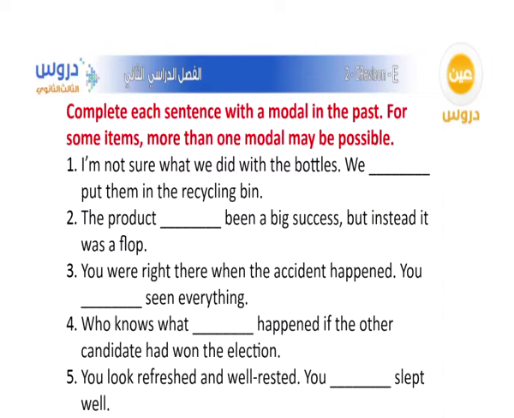Well done. Okay, 2. The product blank been a big success, but instead it was a flop. If you remember, what type of sentences are we dealing with here? This is passive. We began the sentence using an object, not a subject. We started using the product, we're using been. The product has been a big success, but instead it was a flop. Okay, well, think again.